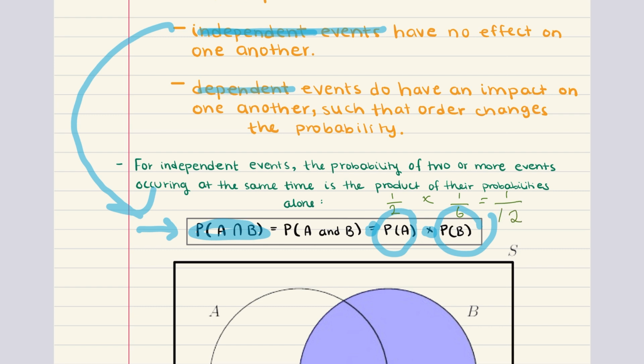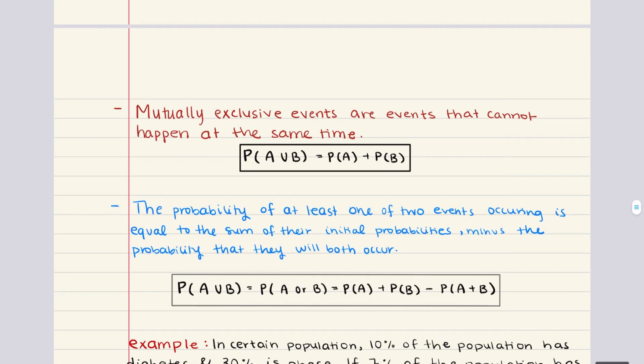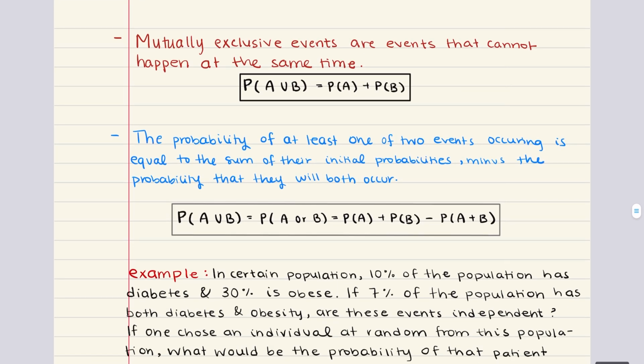Now, in contrast, dependent events are those where the outcome of one event affects the probability of the other. For example, drawing a card from a deck without replacement changes the probability for the next draw because the total number of cards decreases. Another key concept in probability is the relationship between events that overlap or exclude one another.